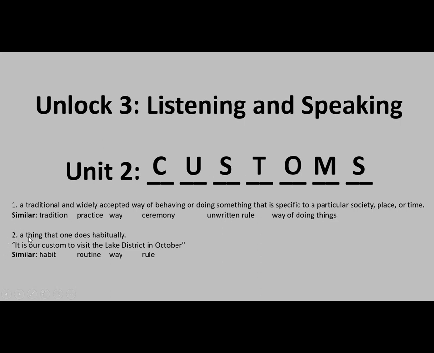Another definition is a thing that one does habitually. So it's a habit, and somebody does this regularly. For example, it is our custom to visit the Lake District in October. So when somebody says this, you will understand that this person visits the Lake District in October every year, like a habit. So similar words are habit, routine, way, or rule. So when you talk about customs, you should think about ways of doing something, unwritten rules, ways of doing things in a particular society.